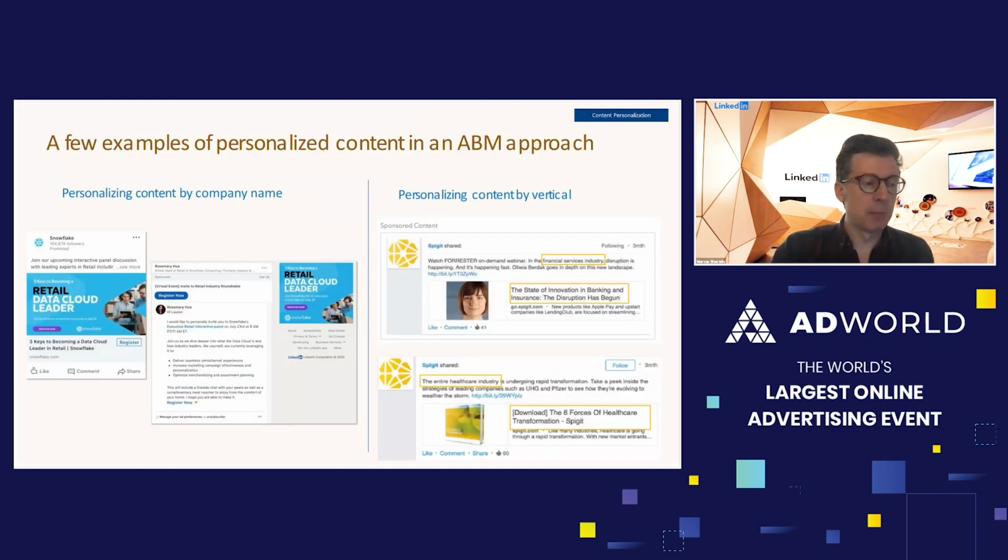So here's a few examples we can see on slide 43. It's personalizing the content by the company name. You can see that in the message ads and also in the vertical as well. So it means that it's very relevant. When they see that, they know that that ad is being directly targeted at them.